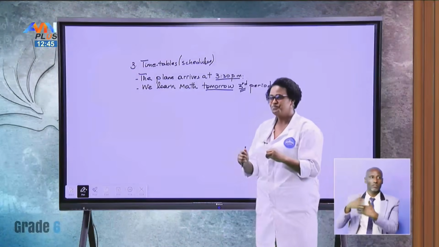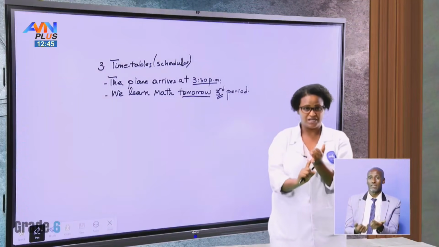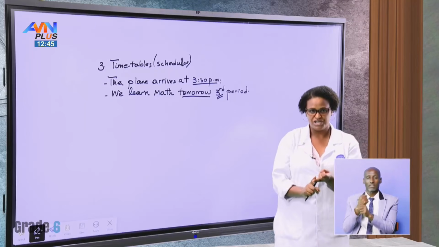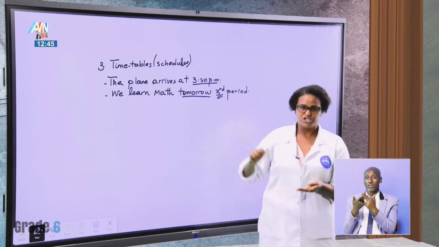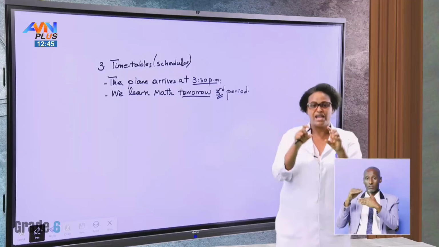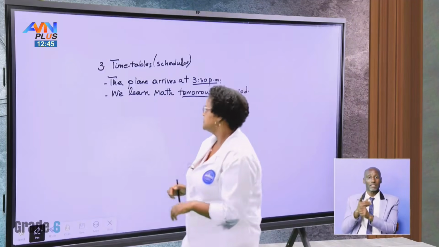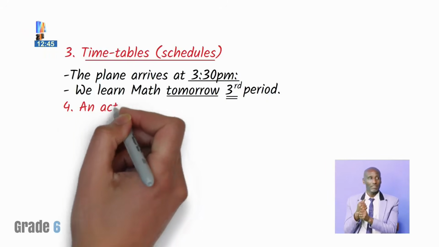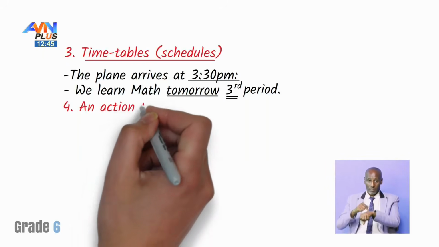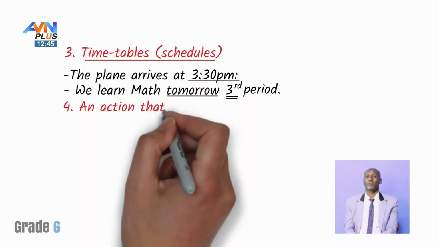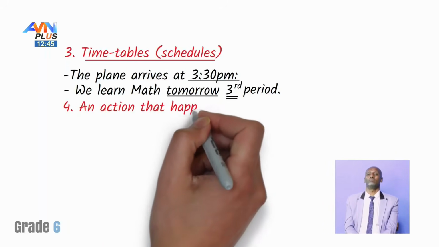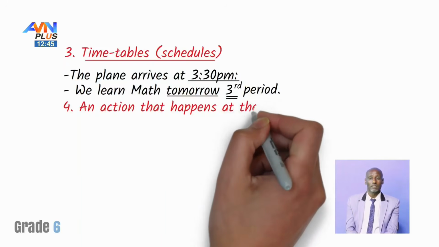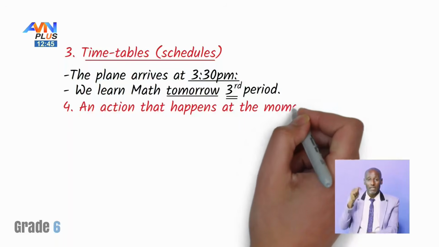Let me remind you. The first one for general truth activities or universal truth. The second one, habitual action. The third one for schedules. Don't forget another action. For example, the fourth one, an action that happens at the moment of speaking. An action that happens. I didn't say happening. I said what? That happens. All right? That happens at the moment of speaking.